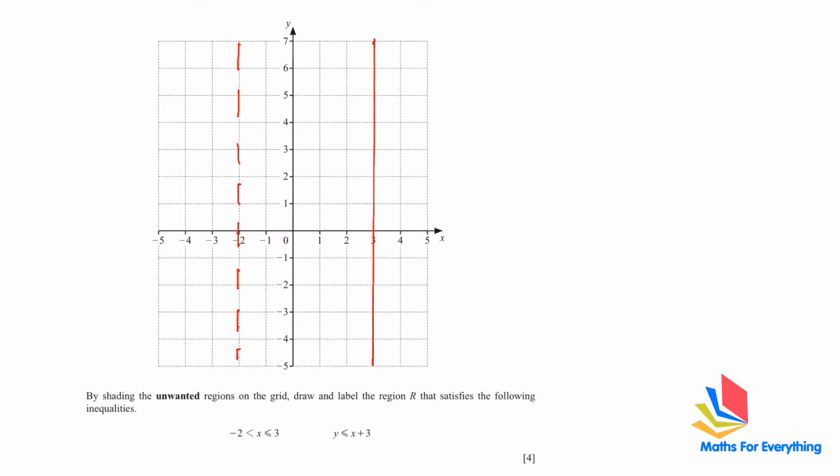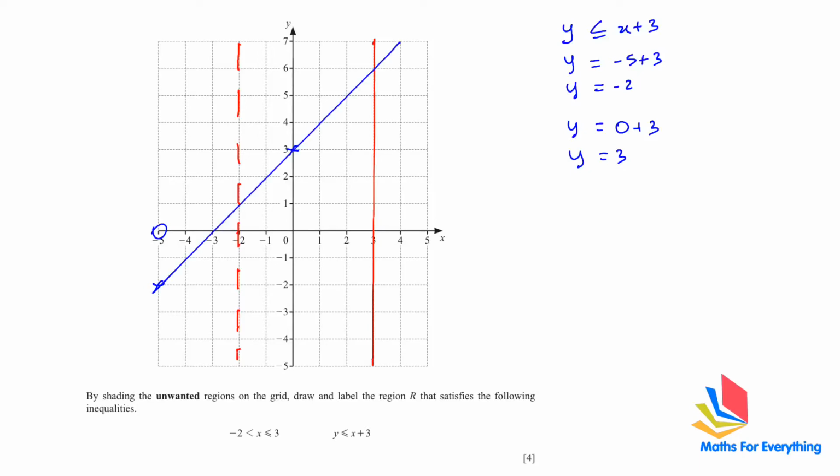Now for the other equation, y is less than or equal to x plus 3. First, we'll draw the line. So in place of x, let's take negative 5. And when x is negative 5, y is negative 2. So we found one point here, and you can choose another point. I will choose when x is 0. When x is 0, y is 3. So this is one point. Now we'll draw the line. So this is the line.